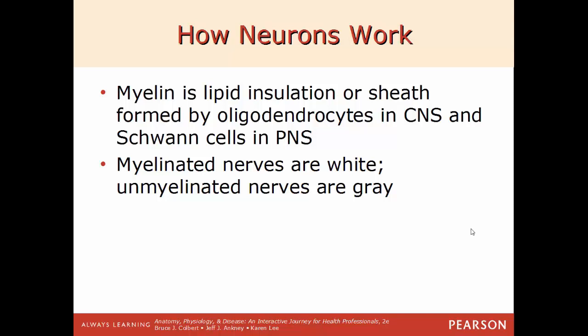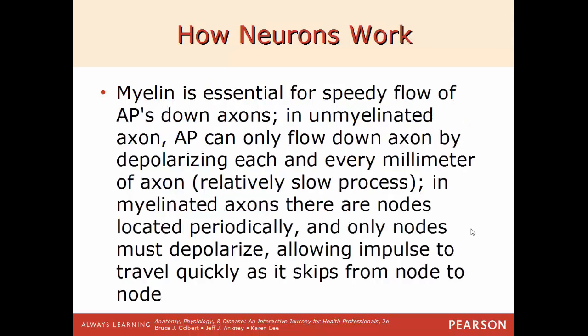And axons that are not covered in myelin are called gray. They have a grayish color. That's where you get the gray matter and white matter in the brain reference from. Now, myelin is essential for the fast flow of action potentials down an axon.